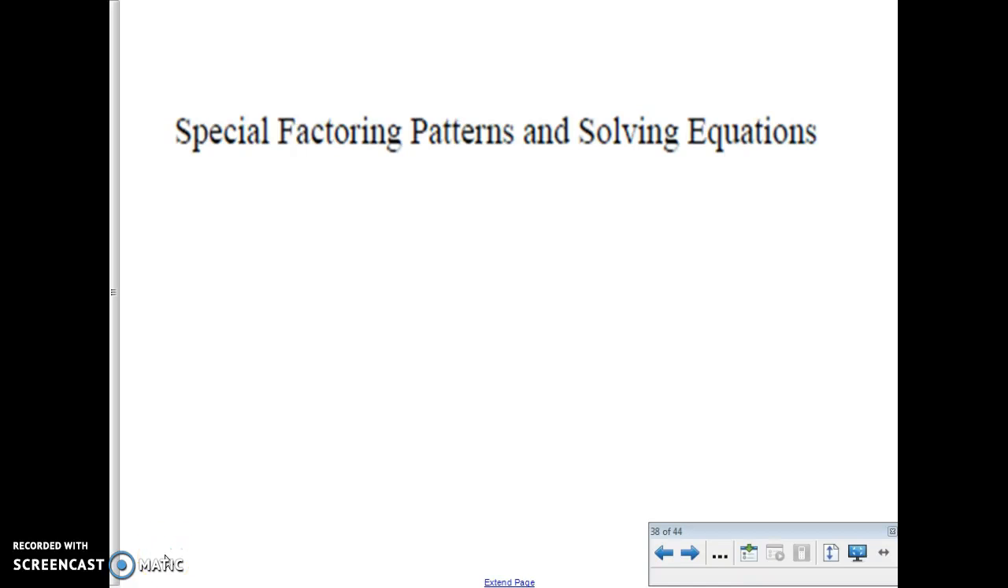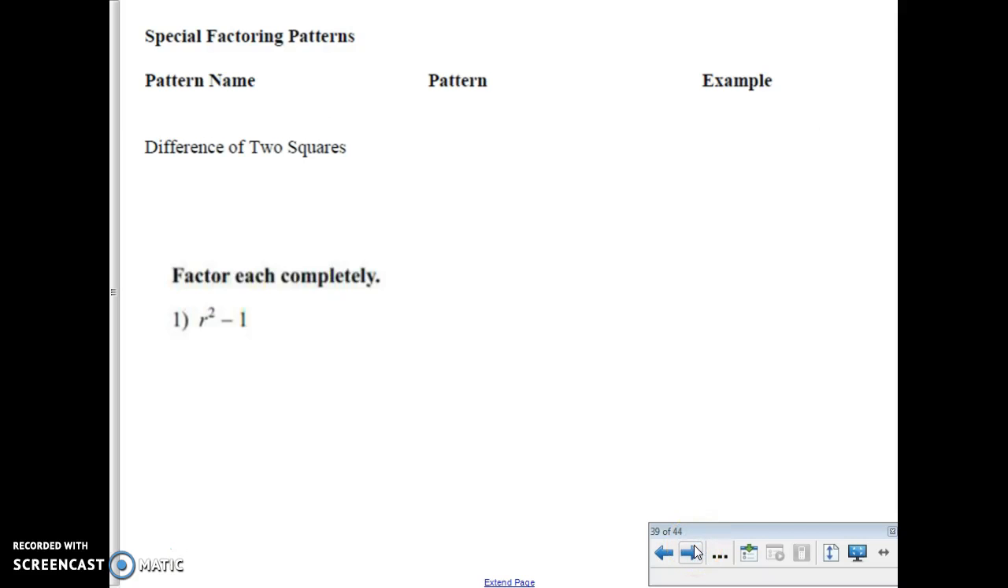Okay, guys, so we've been talking about the idea of factoring different types of quadratics, and what I want to do is just, in these small little minutes, talk about special factoring patterns. The first one that we want to talk about is the difference of two squares, or we call it the sum and difference pattern.